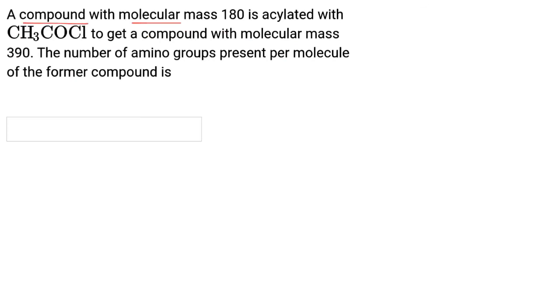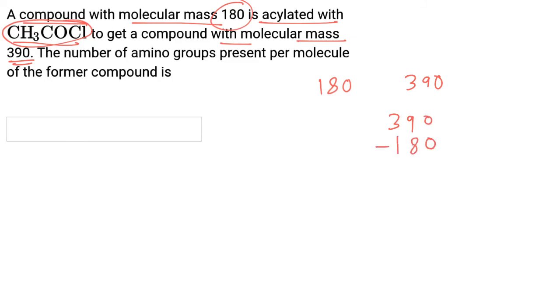A compound with molecular mass 180 is treated with CH3COCl to get a compound with molecular mass 390. So the initial weight of the compound was 180 and the final weight is 390. So the change in weight is due to the reaction of CH3COCl. So the change in weight is 390 minus 180, so 210 is the change in weight due to CH3COCl. Now we have to find the number of amino groups.